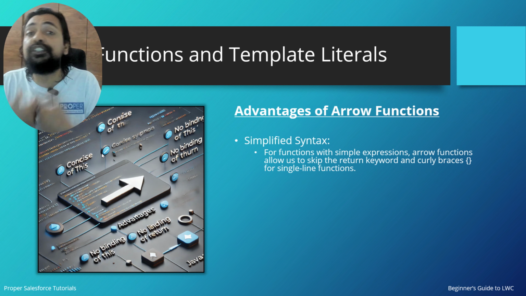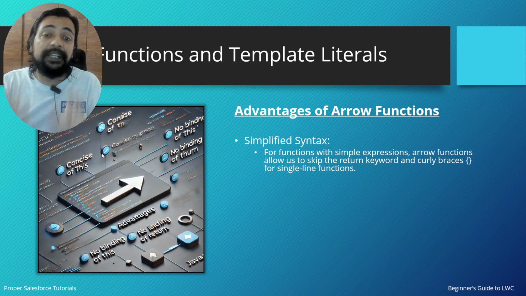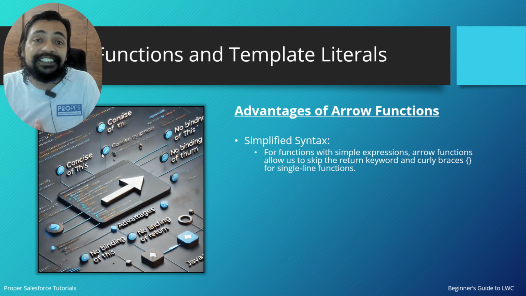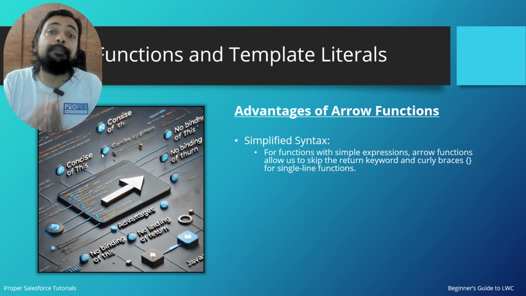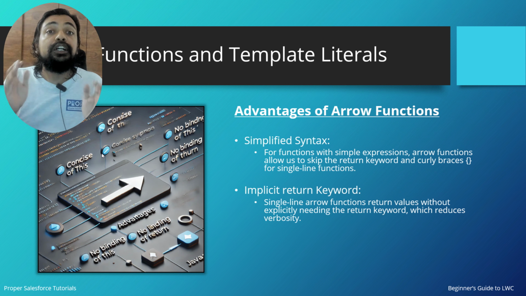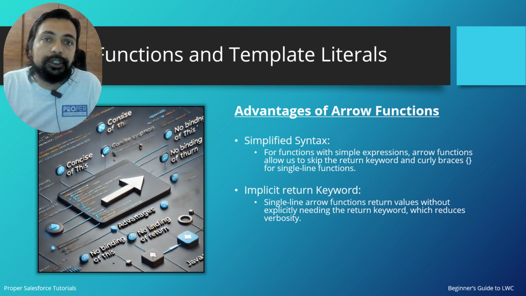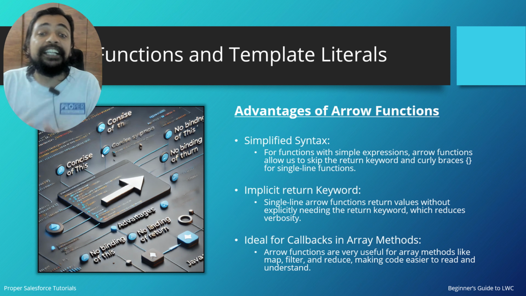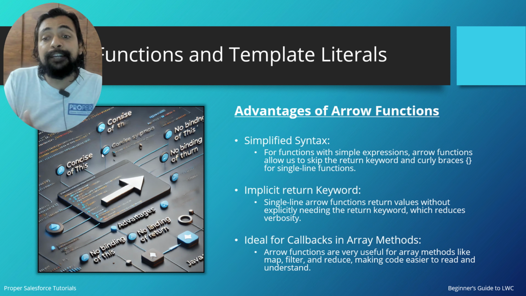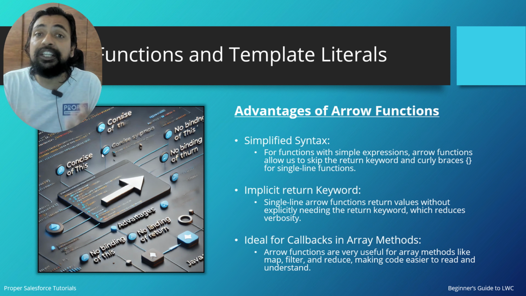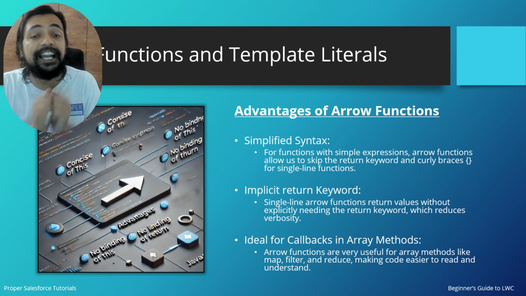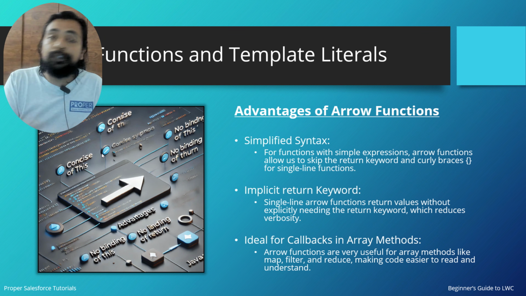But if the function is complex, you can also use braces over there. So I will show you that syntax as well, where we will have a multi-line function with arrow. So as I said, it has implicit return keyword. So you need not use a return keyword explicitly just to return a value. And it is ideal for callbacks and array methods. So I will also show you how you can utilize it with callbacks and array methods. So for that, let's go to our VS Code.